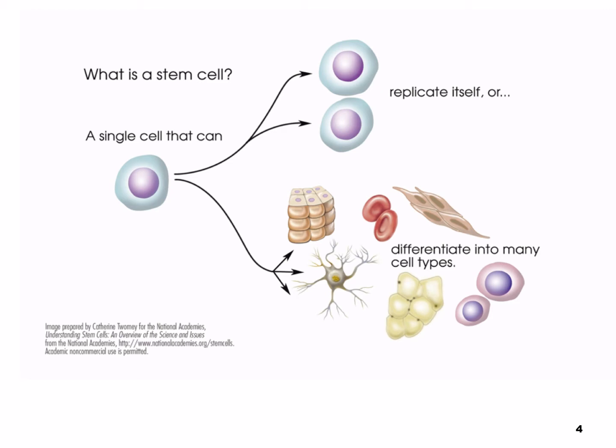So let's start with some definitions. What is a stem cell? A stem cell is an undifferentiated cell of a multicellular organism that is capable of giving rise to indefinitely more cells of the same type and from which certain other kinds of cells could arise by differentiation. A simpler definition is that it is a cell that has not yet acquired a special function. And implicit in these definitions is that stem cells can replicate themselves, or they can differentiate into many cell types.